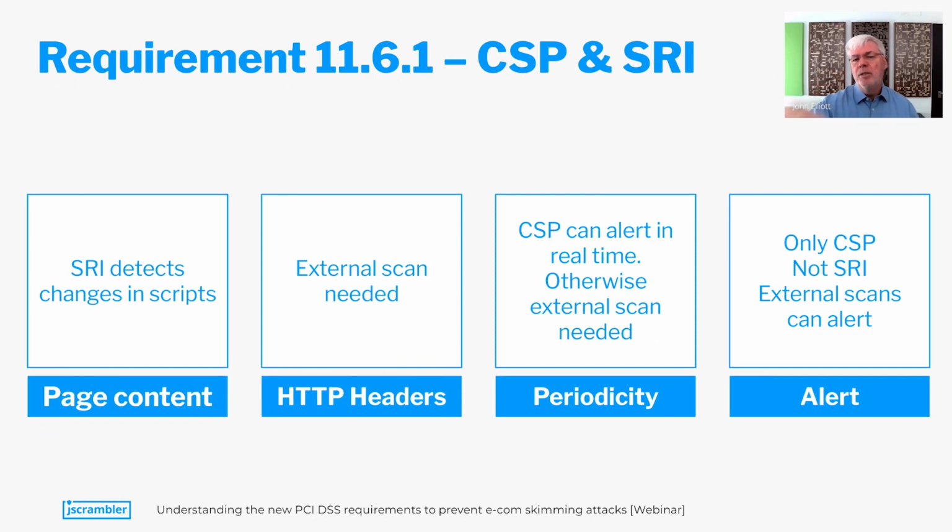So to do that, you'd need some sort of external scan that would request the pages from your website, and that external scan could look for changes to content, but also to the HTTP headers. So that could be run every 7 days. CSP violations are reported in real time, but otherwise the external scan will be needed to run periodically to pick up HTTP header changes. And although CSP is going to report an alert when there's a CSP violation, there's nothing in the standard that's true for SRI. So if there's an SRI violation, you'd need an external scanner to be able to pick up changes to the script and produce an alert.